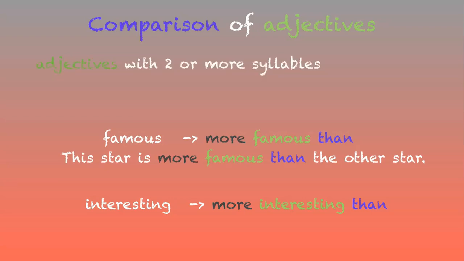So you don't need ER when you have adjectives with 2 or more syllables. You have to use more than the adjective and then than. No ER at the adjective. Be careful.